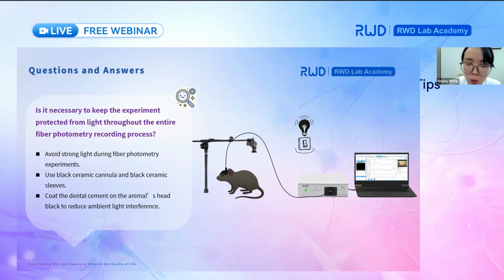You can also try lowering the frame rate, which helps increase the exposure per frame. And if that still doesn't help, you may consider adjusting the power at the fiber tip. Changing the gain won't improve the signal to noise ratio, so we don't recommend modifying it.